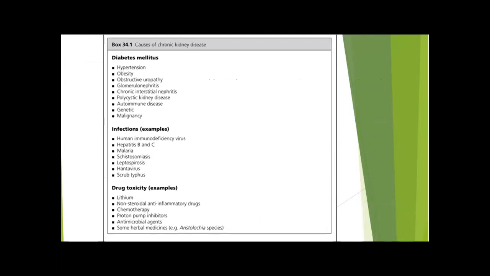These are diabetes mellitus, hypertension, obesity, obstructive uropathy, glomerulonephritis, chronic interstitial nephritis, polycystic kidney disease, autoimmune disease, genetic causes, malignancy. Infections like HIV, hepatitis B and C, malaria, schistosomiasis, leptospirosis, and staphylococcus. Drug toxicity like lithium, non-steroidal anti-inflammatory drugs, chemotherapy, proton pump inhibitors, antimicrobial agents, and some herbal medications.